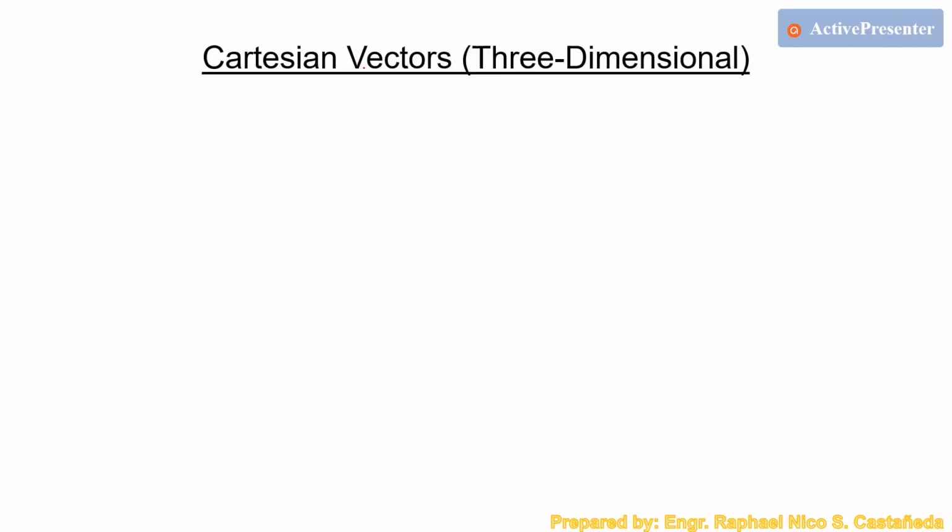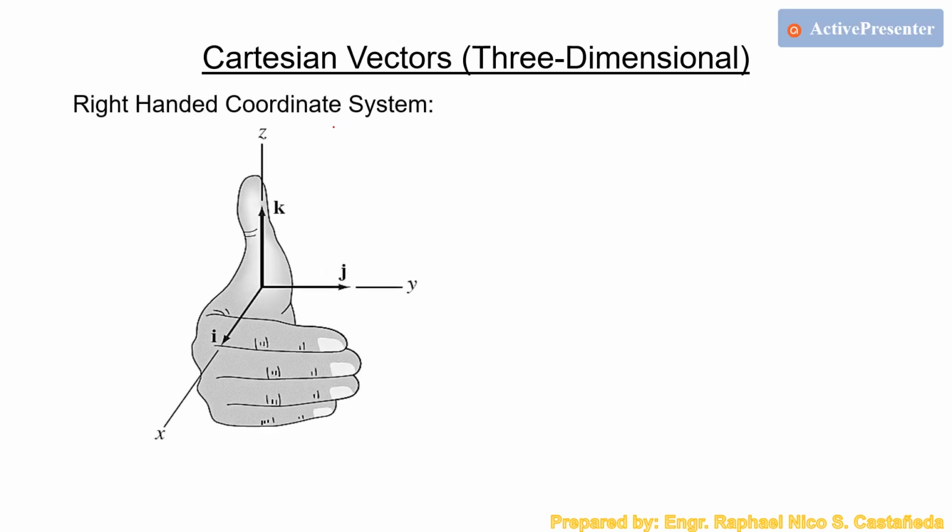For the next topic, we will discuss Cartesian vectors in a three-dimensional system. Before we start, let's have a quick discussion about the right-handed coordinate system. A right-handed coordinate system determines the proper placement of the x, y, and z axes in space by following the concept of the right-hand rule.